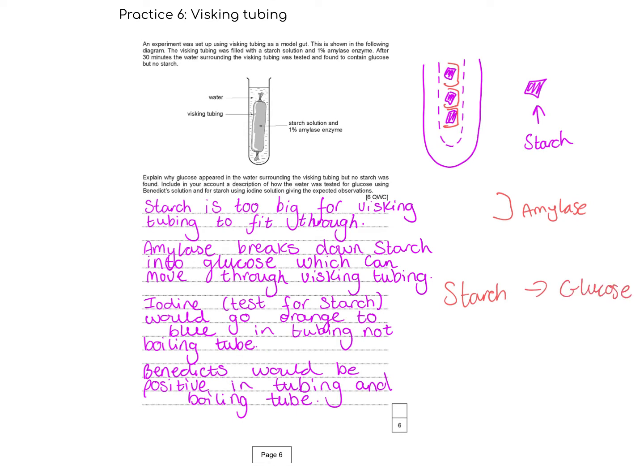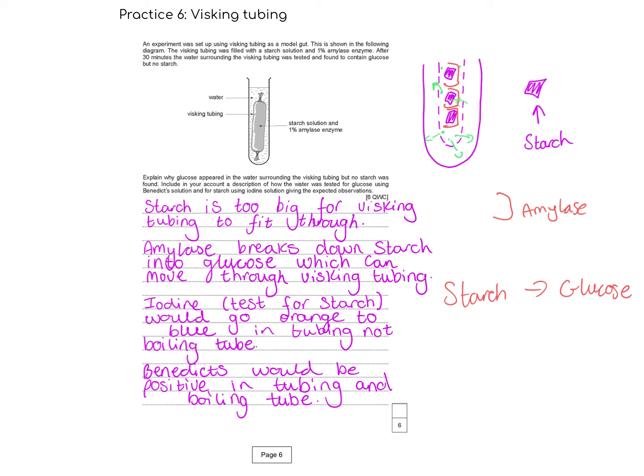Glucose is actually really tiny, okay? So glucose will be able to fit through the Visking tubing walls and go into the water in the test tube, okay? Whereas the starch is too big, it won't fit through, okay? So starch is too big to fit through the Visking tubing, that's what we're going to imagine with the little holes. Amylase breaks down the starch into glucose, which can move through the Visking tubing. If I was to put iodine in the Visking tubing, it would go from orange to blue in the tubing, but it wouldn't in the water because no starch fits through, okay?